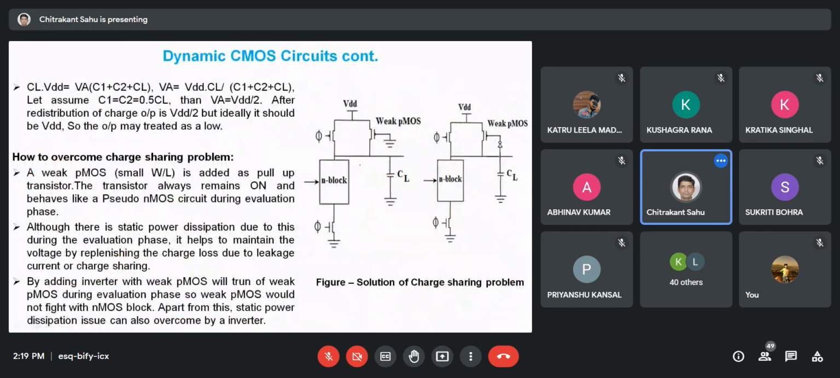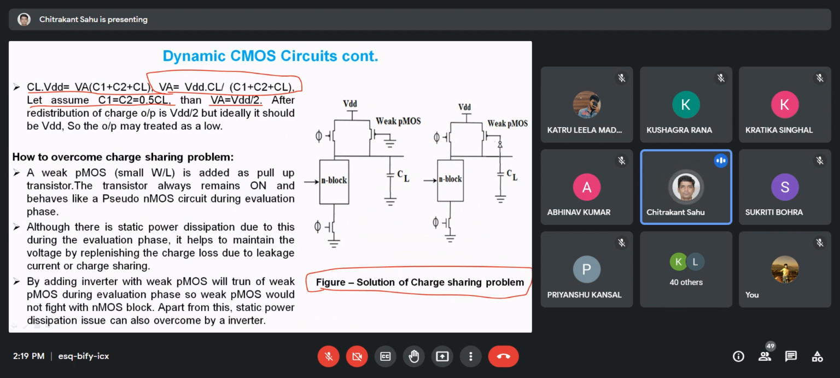So this is the dynamic circuit charge sharing problem. What is the solution to the charge sharing problem? You know that CL into VDD is equal to this much. We calculated the value of VA. Let's assume that C1 and C2 are equal to 0.5 into CL, approximately 50% of the load. So what will happen? VA will be equal to how much? VDD by 2. Is it correct or not? So it will be equal to VDD by 2.